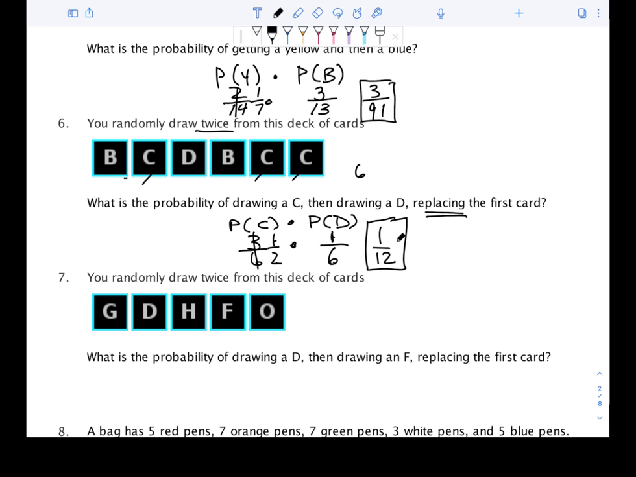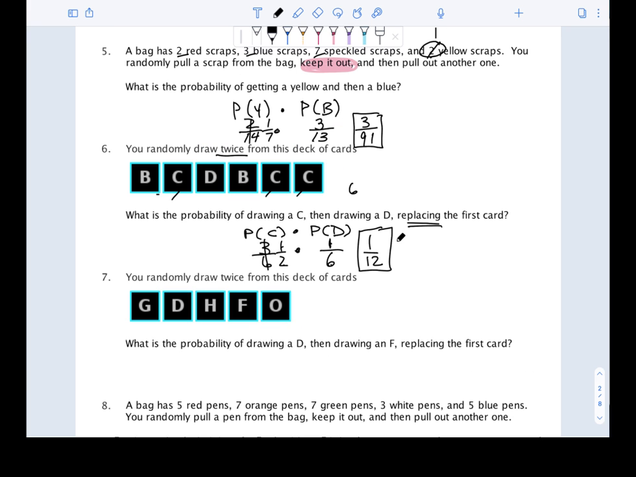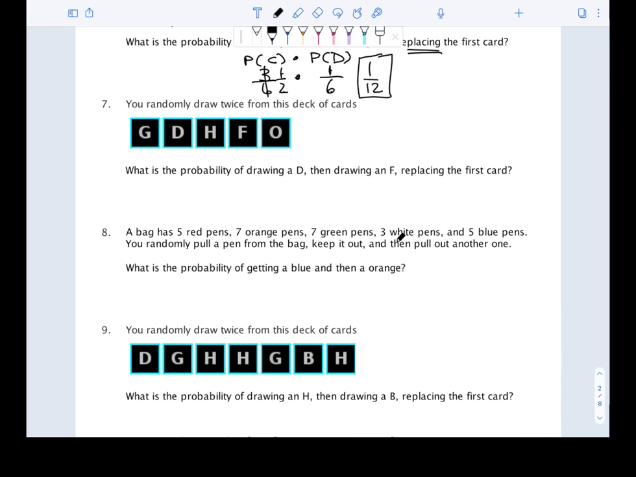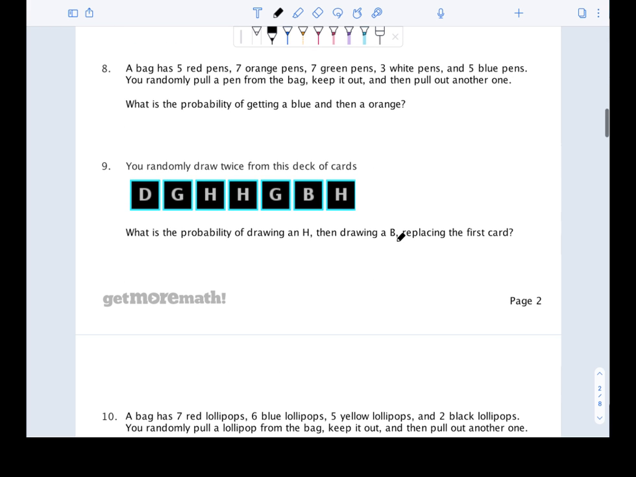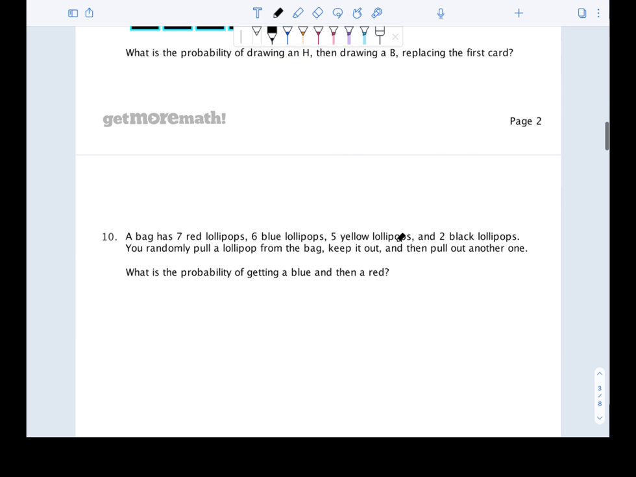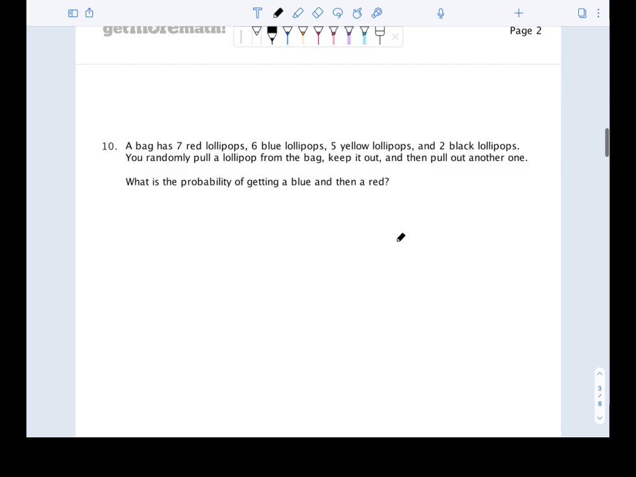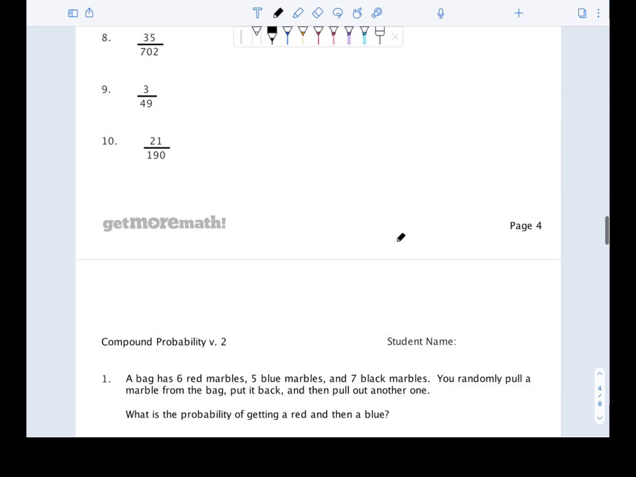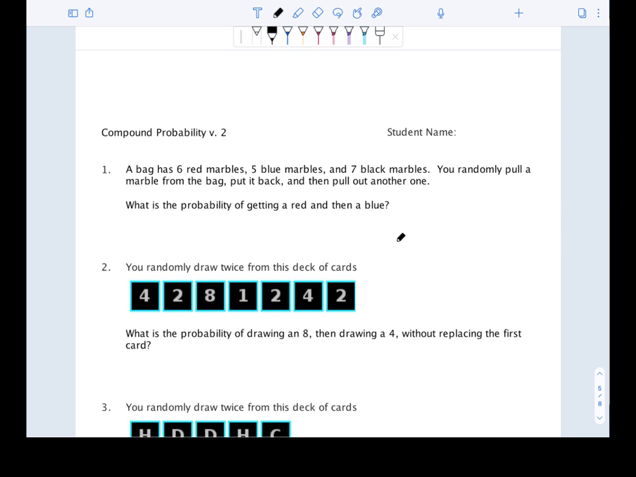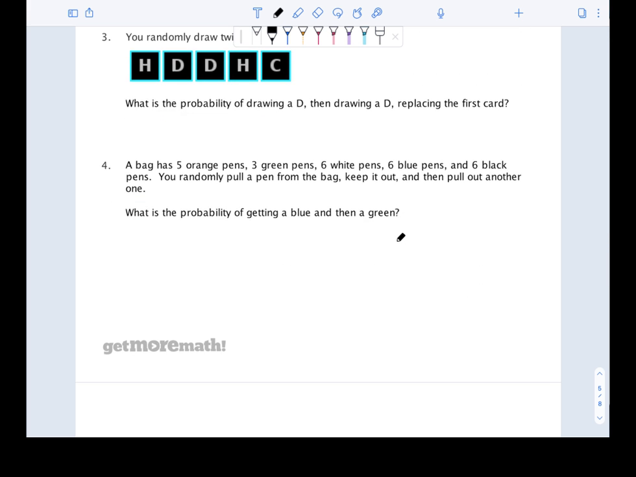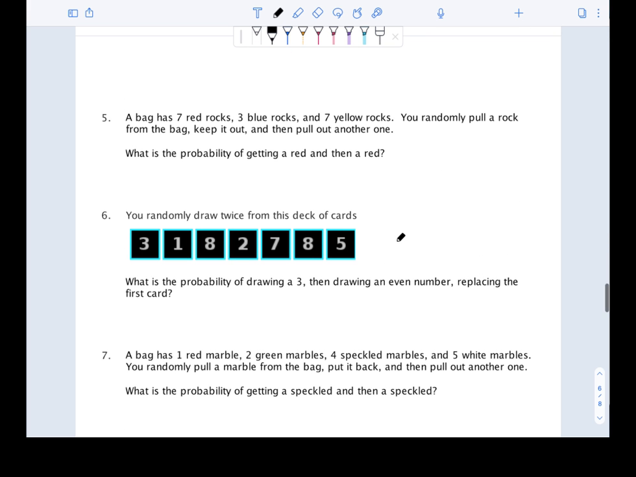All right, so hopefully you're getting this idea. There is one type, replacing. So I want to, blue and orange, replacing, blue and red. So I've got some other ones. There's one scenario that I might have to make. There we go. All right, so let's look at this problem here.